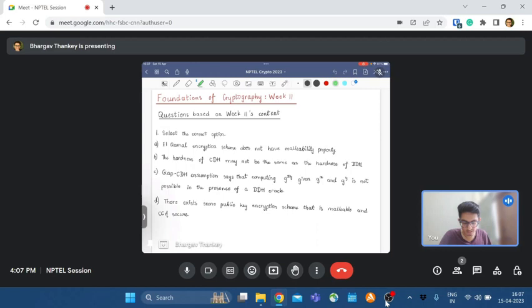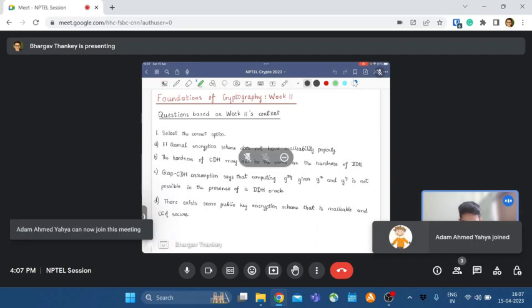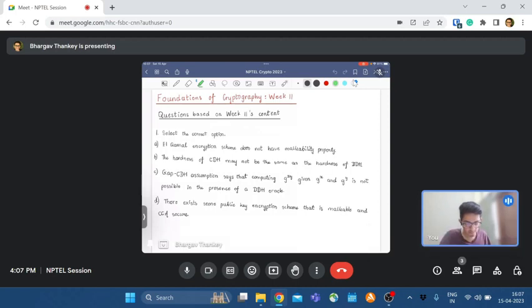Option C is gap CDH assumption says that computing g to the xy given g to the x and g to the y is not possible in the presence of a DDH oracle. And option D is there exists some public key encryption scheme that is malleable and CCA secure. So these are just the questions from the assignment. If you know the answer and would like to answer, you can answer in the chat.